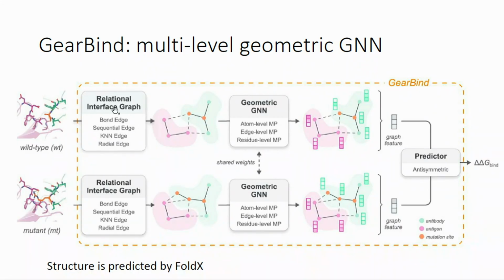And they introduce this relational interface graph where, because you already know the docking position and structure, you know where the interfaces are. So you take out the amino acids on the interface and you build multiple graphs. One of them is the bond graph, and the other is the sequence graph, where you connect amino acids by their sequential information, and you also connect atoms and amino acids with spatial information, like the nearest neighbor graph. And they also do multiple levels of message passing, both atom level, edge level, like bond level, and residue level. So it's a quite complicated geometric deep learning system.